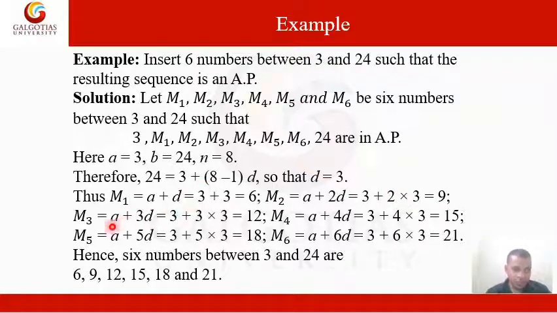Okay, m3. m3 means your fourth term. You can see first, second, third, fourth. m3 is the fourth term, so it is going to be a plus 3d. I can put again the values of a and d, and so on. For each and every term you can put the values. So the 6 numbers between 3 and 24 are 6, 9, 12, 15, 18 and 21.